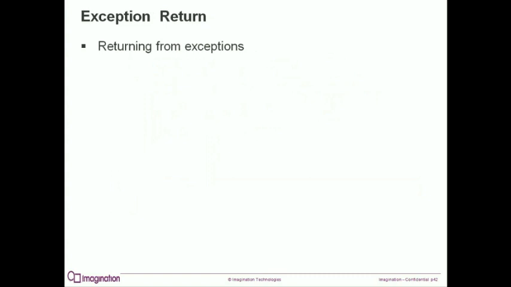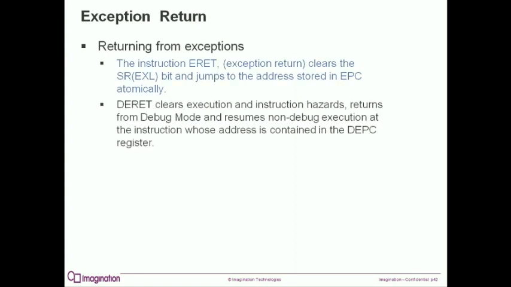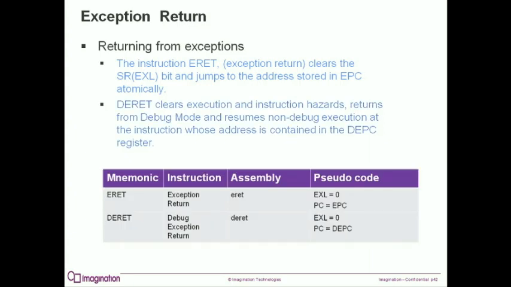Two instructions that can be used to return from exception handling. The exception return instruction will atomically clear the exception bit EXL in the status register and then jump to the address stored in the error program counter. The debug exception return instruction returns from an EJTAG debug exception and then jumps to the address stored in the debug error program counter. The syntax for both is just the instruction mnemonic.